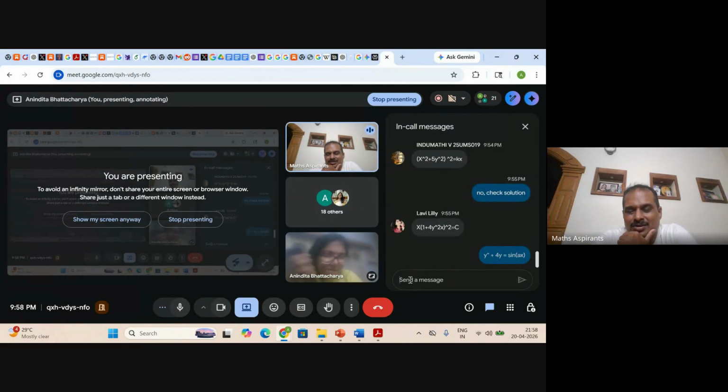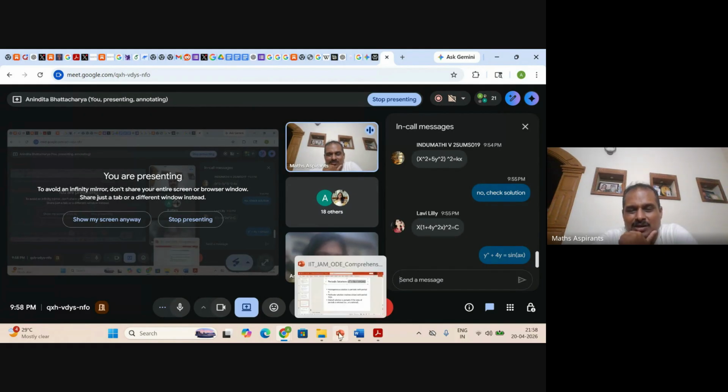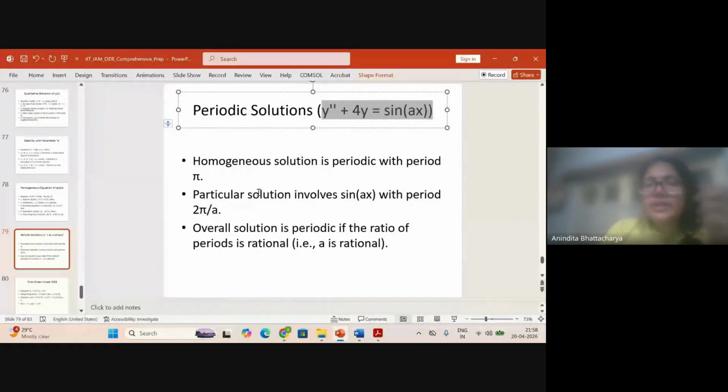Excuse me, Anindita, you can explain, I think, because of the time. Okay, sir. So the homogeneous solution is periodic with a period of pi. The particular solution sin ax is periodic with a period of 2 pi by a. The overall solution is periodic if the ratio of the periods is rational, that is, if a is rational.